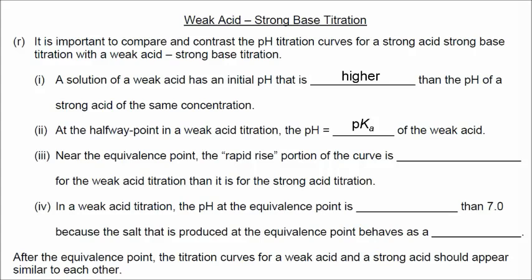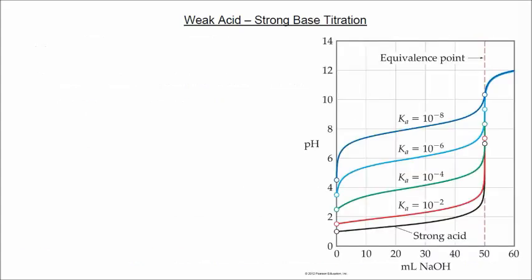The rapid rise portion of the curve is smaller than it would have been for a strong acid, strong base titration. And then finally, the pH at the equivalence point is definitely greater than 7 because the salt that is produced at the equivalence point behaves as a base. But after the equivalence point, the titration curves for a weak acid and a strong acid should appear similar to each other. All right, let's go back to that diagram that I showed you earlier.